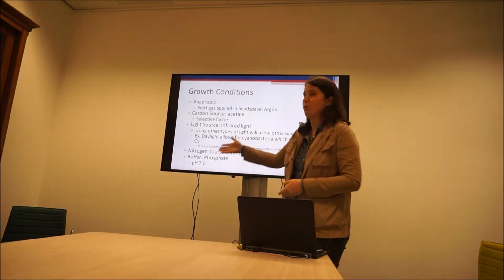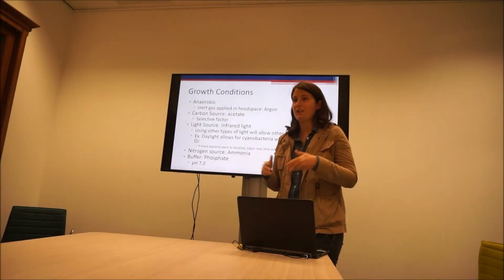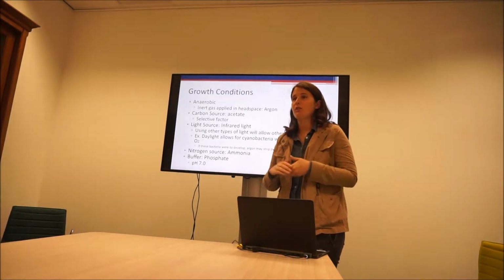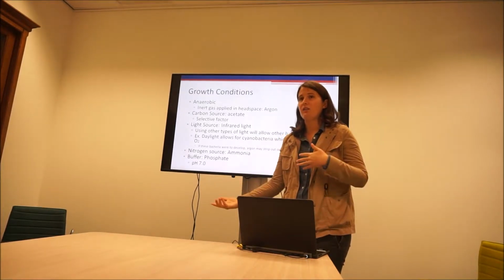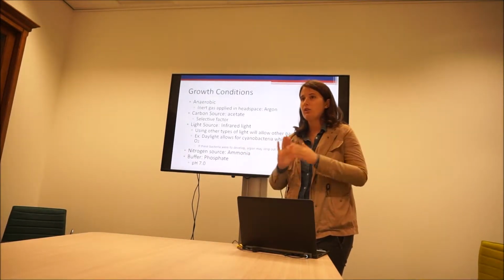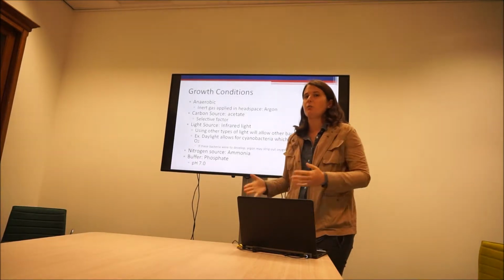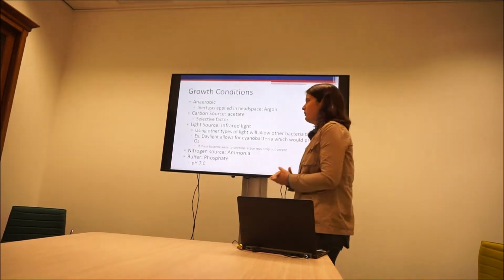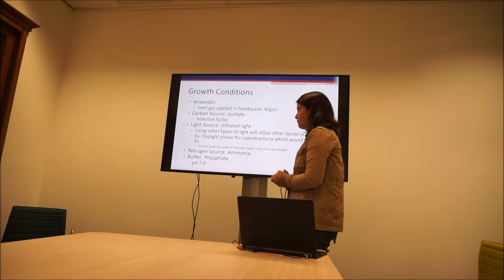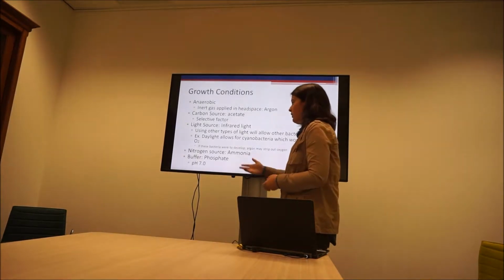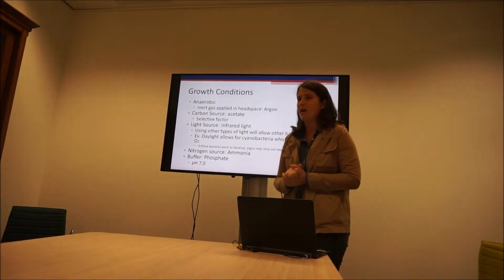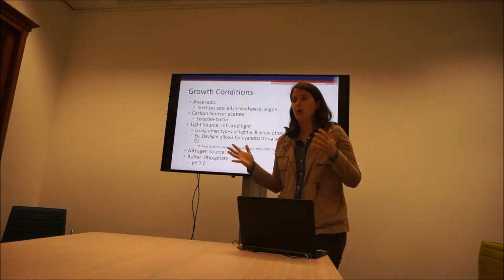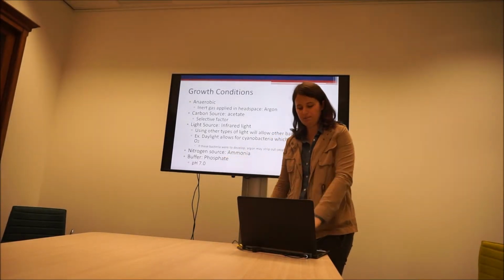Thirdly, our light source was infrared light. Again, this was another selective factor because other bacteria, specifically oxygenic bacteria, can utilize other sources of light, and we wanted to limit that as much as possible. So again, we could select for the bacteria that we wanted. Lastly, our nitrogen source was ammonia. We used a phosphate buffer, and we had systems in place to maintain a pH of 7.